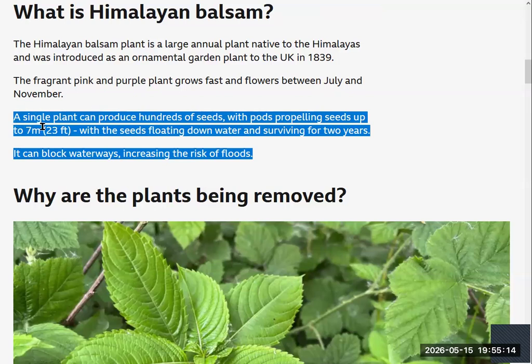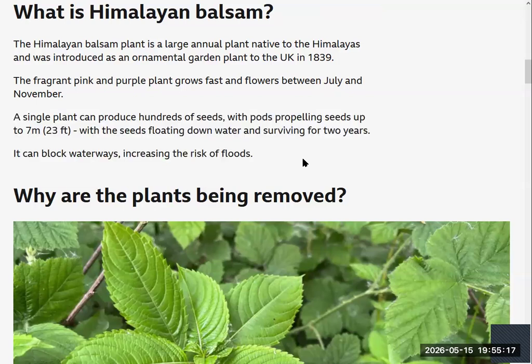A single plant can produce hundreds of seeds, with pods propelling seeds up to 7 meters, 23 foot, with the seeds floating down water and surviving for 2 years. It can block waterways, increasing the risk of floods. Anything you want to ask about that? The sentences are pretty clear.